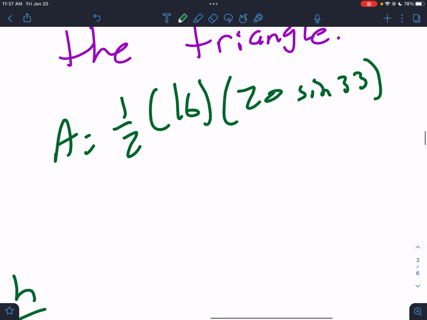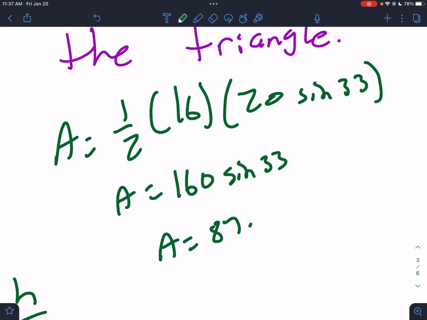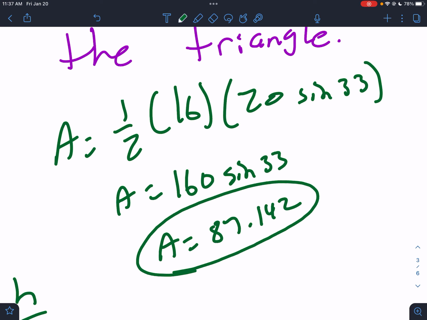I can clean that up. That would be 160 times the sine of 33. And that's the answer if I don't have a calculator. But if I have a calculator and I'm asked to round, I type that in, 160 times the sine of 33. And I get 87.142. Practice typing it in. Practice rounding, please.